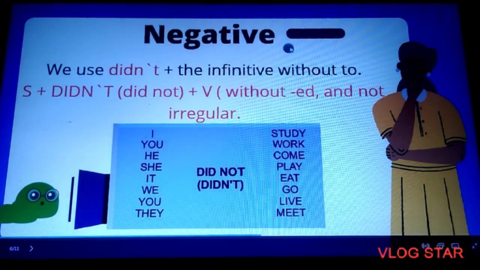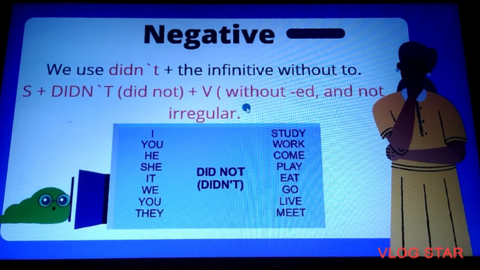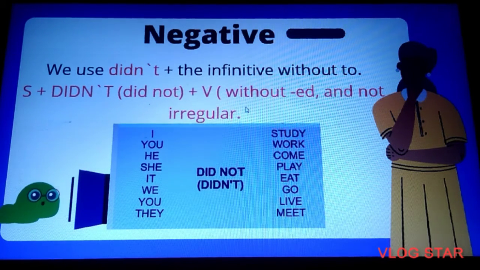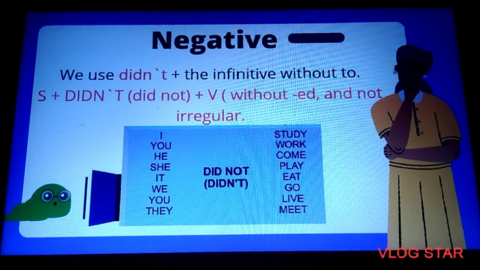The negative form is just like adding a minus sign. We use didn't plus the infinitive without to. And there's the structure: subject, so I, you, we, they, plus did not, plus verb without ed, not regular. What does it mean? The verb is the normal verb, like the infinitive one. So what does it mean, verb without ed and without regular? It means that it is a normal verb, like the infinitive verb.